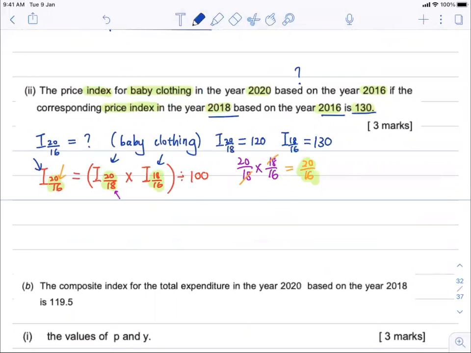So we can substitute in the numbers. 20 over 18 is 120. 18 over 16 is 130. Divide by 100. So the answer would be 156 for the index of 2020 based on 2016.